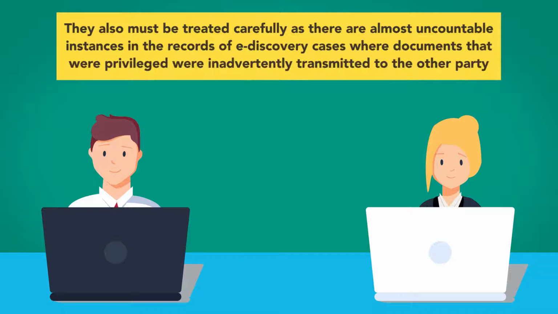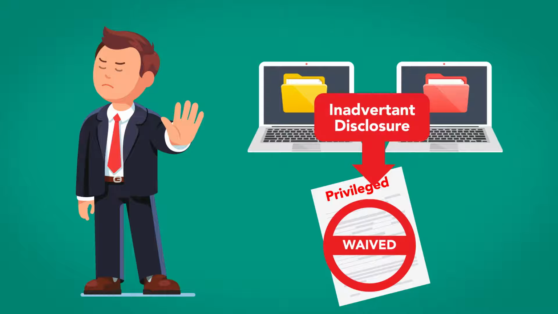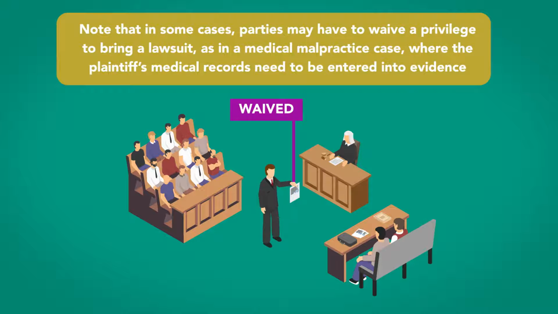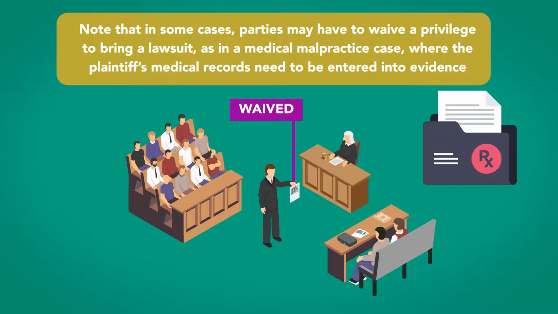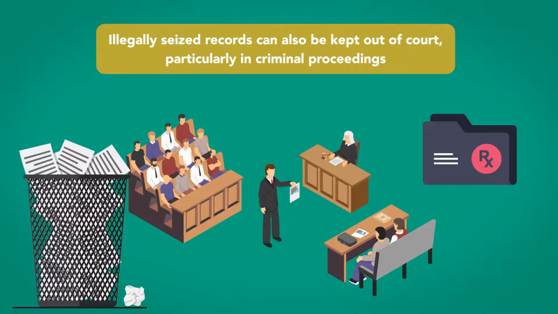They also must be treated carefully, as there are almost uncountable instances in the records of e-discovery cases where documents that were privileged were inadvertently transmitted to the other party. Parties can waive these privileges, and inadvertent disclosure may be tantamount to a waiver, placing an even further emphasis on care in document communications. Note that in some cases, parties may have to waive a privilege to bring a lawsuit, such as in a medical malpractice case, where the plaintiff's medical records need to be entered into evidence. Illegally seized records can also be kept out of court, particularly in criminal proceedings.